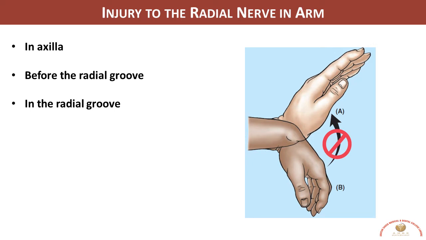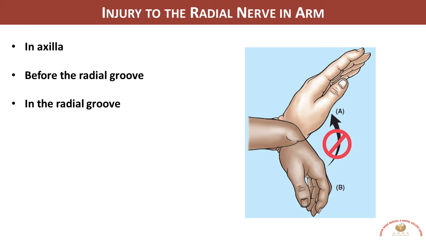Why? When the nerve is injured before, superior to the origin of its branches, and I have told you that it gives branches to the triceps muscle, brachioradialis, supinator. These are all the muscles that come just after the axilla. Because of this, there is complete paralysis of all of these muscles, including the triceps, brachioradialis, supinator, and extensor muscles of the wrist and fingers. And there will be a characteristic clinical sign of radial nerve injury, which is termed wrist drop.